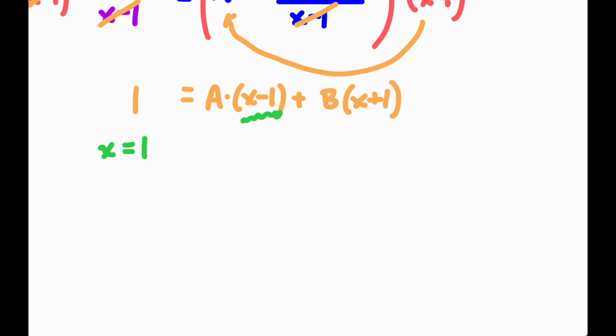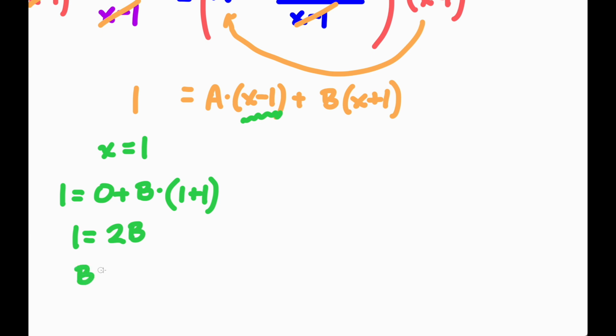So for x equals 1, you're going to end up with 1 is equal to 0 plus B times 1 plus 1. Okay, well that's just 2B. What's great about this is now we just solved for B. B is equal to 1/2.